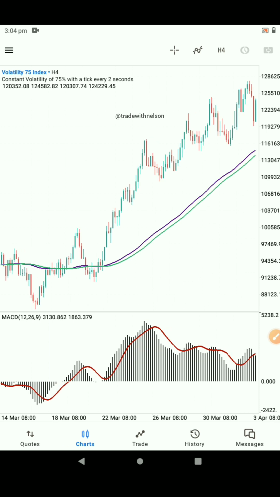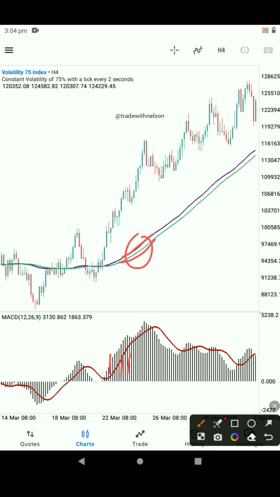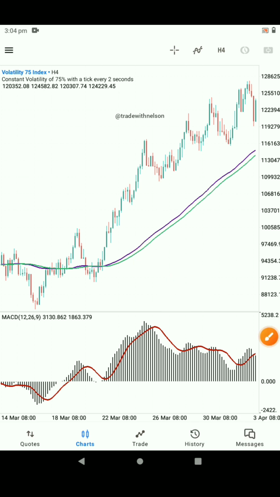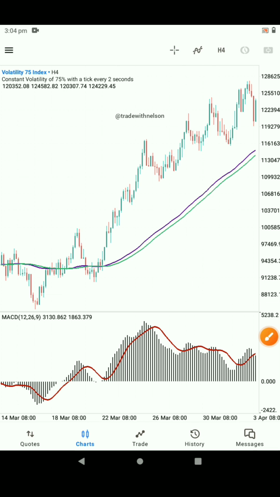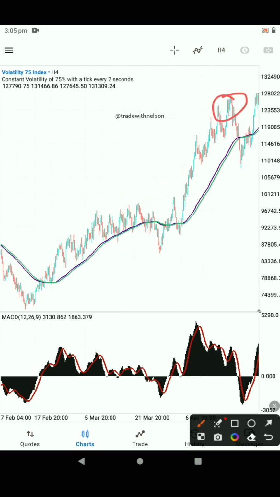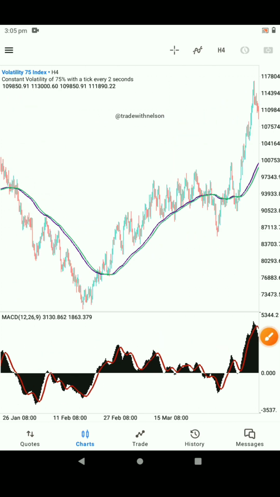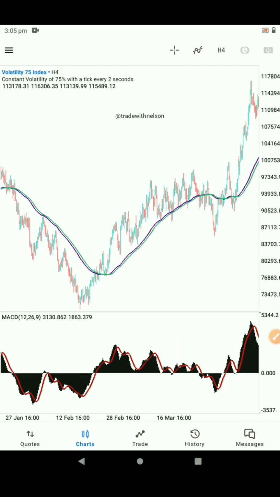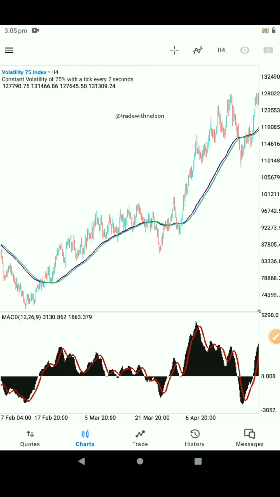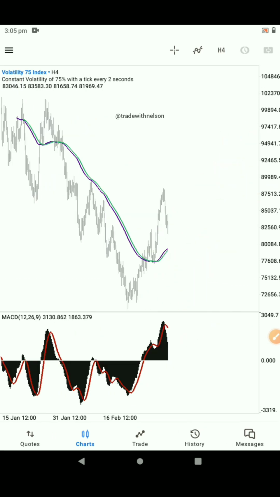Then here we also have another entry generating up bar. Purple goes above the green, confirming uptrend. Enter a buy, stop loss below this low, below the moving average. Then you hold your trade for times 3. Then you close around this point. The same thing over and over again. So let me show you another example in the Crash 1000 market so that you can understand better.